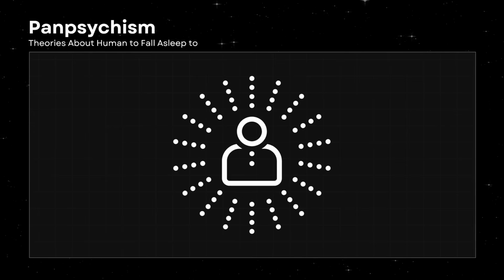Scientists can measure brain activity. They can see patterns when a person looks at a picture or hears a sound. But they still don't know why or how those patterns turn into a sense of awareness. That gap is called the hard problem of consciousness.